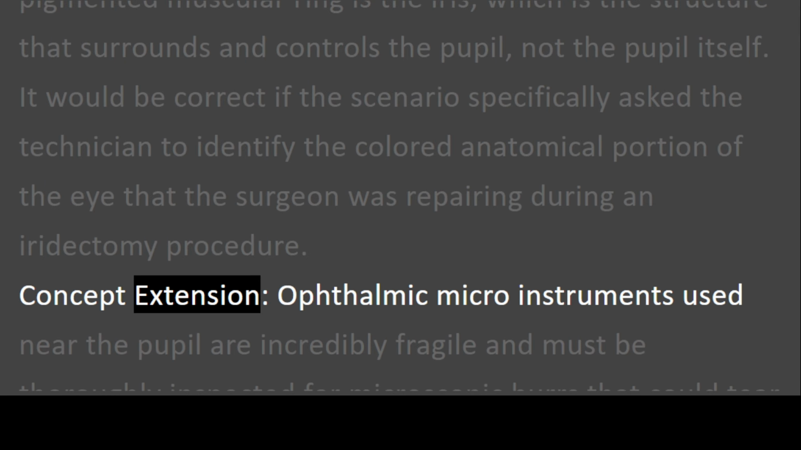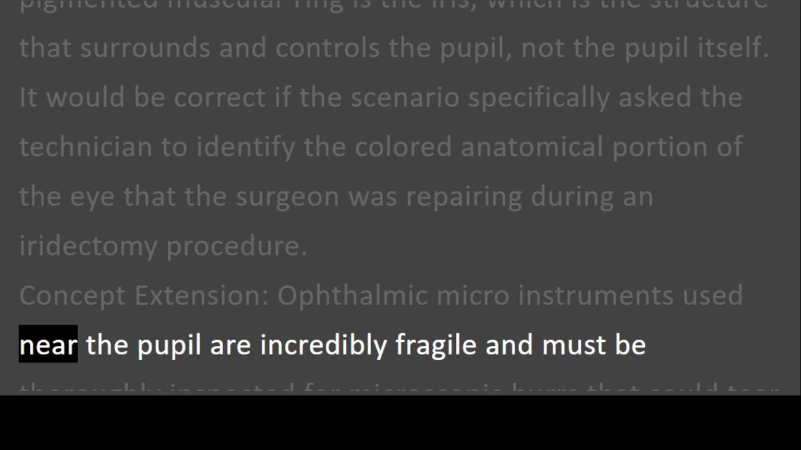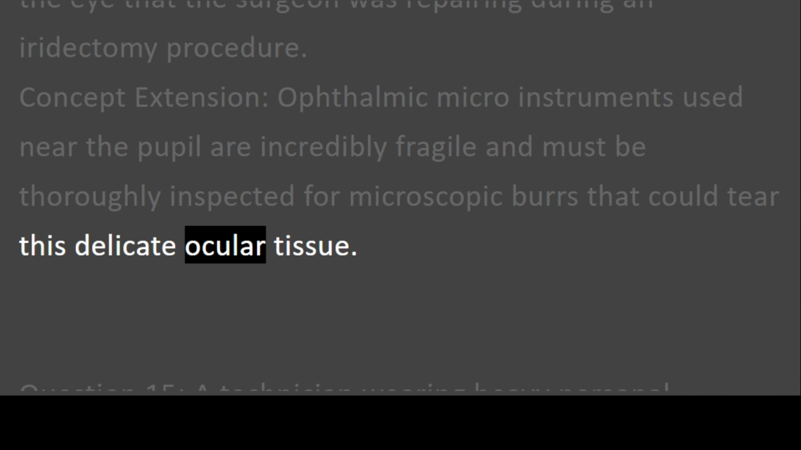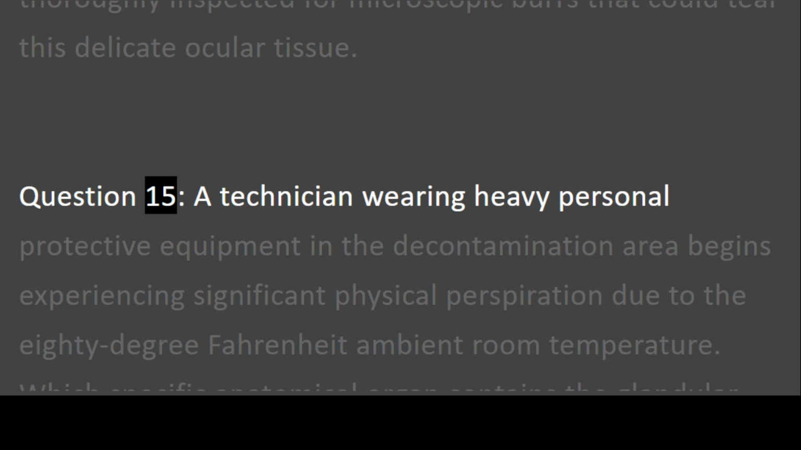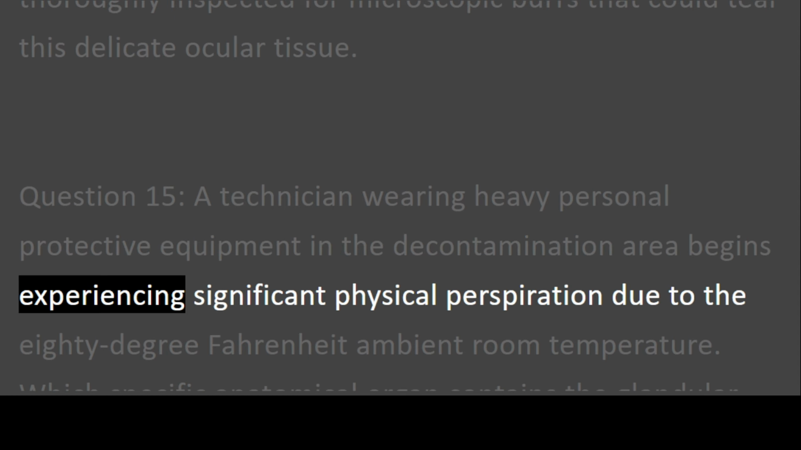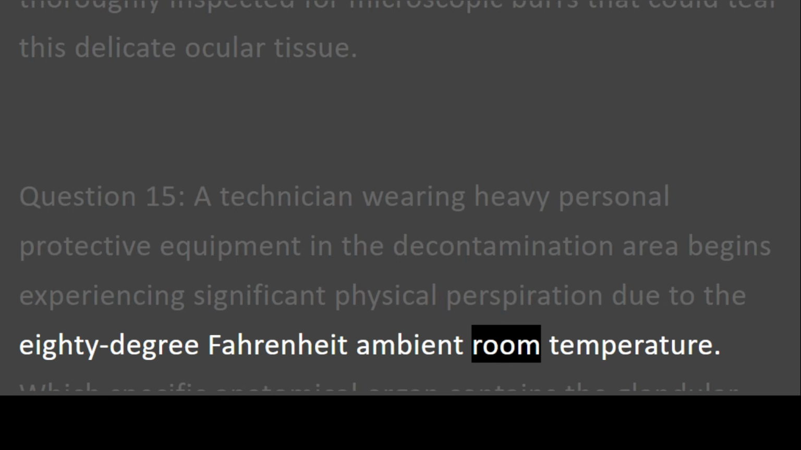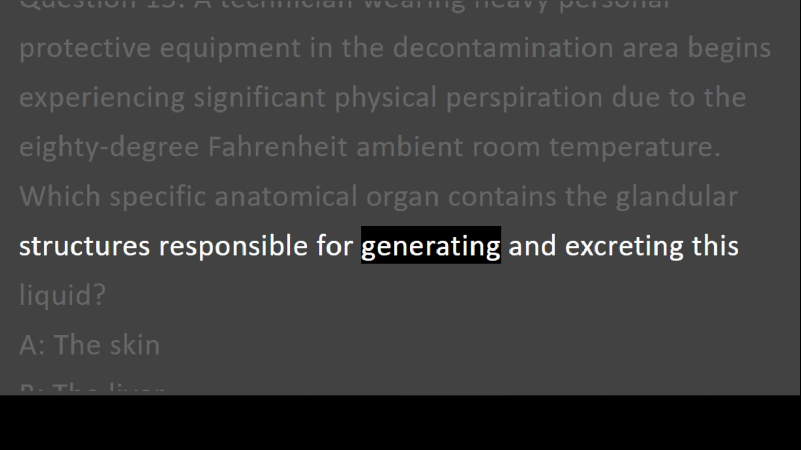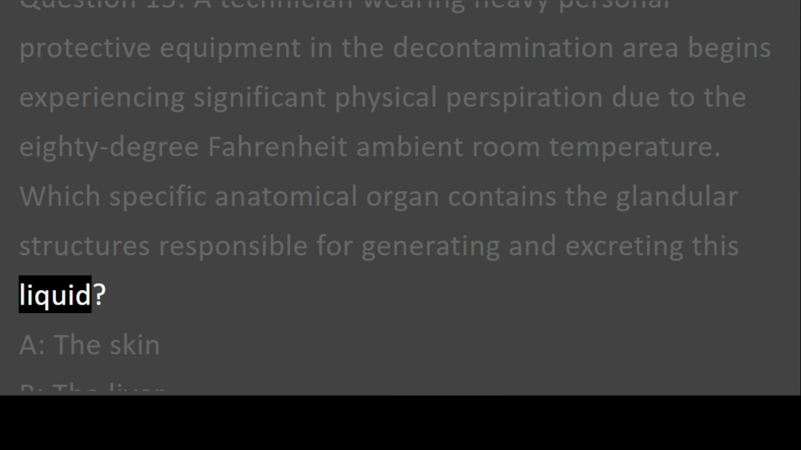Concept extension. Ophthalmic micro-instruments used near the pupil are incredibly fragile and must be thoroughly inspected for microscopic burrs that could tear this delicate ocular tissue. Question 15. A technician wearing heavy personal protective equipment in the decontamination area begins experiencing significant physical perspiration due to the 80° Fahrenheit ambient room temperature. Which specific anatomical organ contains the glandular structures responsible for generating and excreting this liquid?